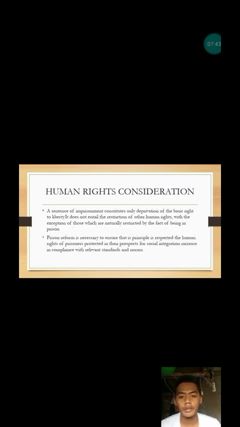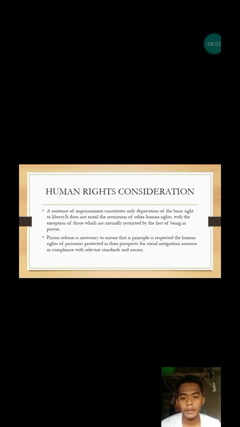Human rights consideration. A sentence of imprisonment constitutes only deprivation of the basic right to liberty. It does not entail the restriction of other human rights, with the exception of those which are naturally restricted by the fact of being in prison.